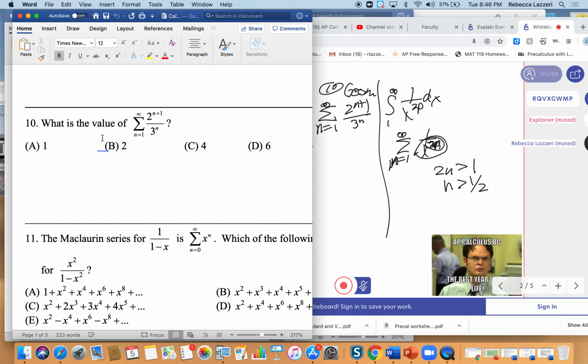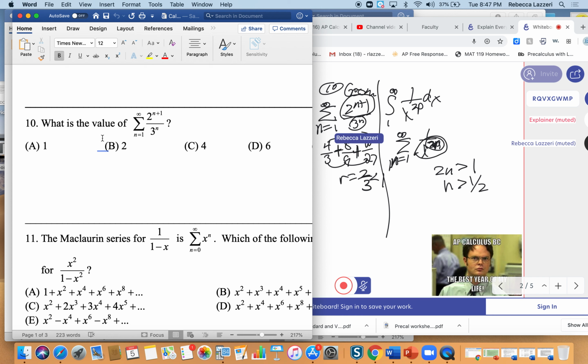If you fill in 1, you get 2 squared over 3 to the first. If you put in 2, you get 2 to the third over 3 to the second. If you put in 3, you get 2 to the fourth over 3 to the third. Well, I can see on the top I'm multiplying by 2, and on the bottom I'm multiplying by 3, and it's remaining all positive, so I don't need a negative ratio, but that could also work. Since this is less than 1, that means this is geometric and it does converge.